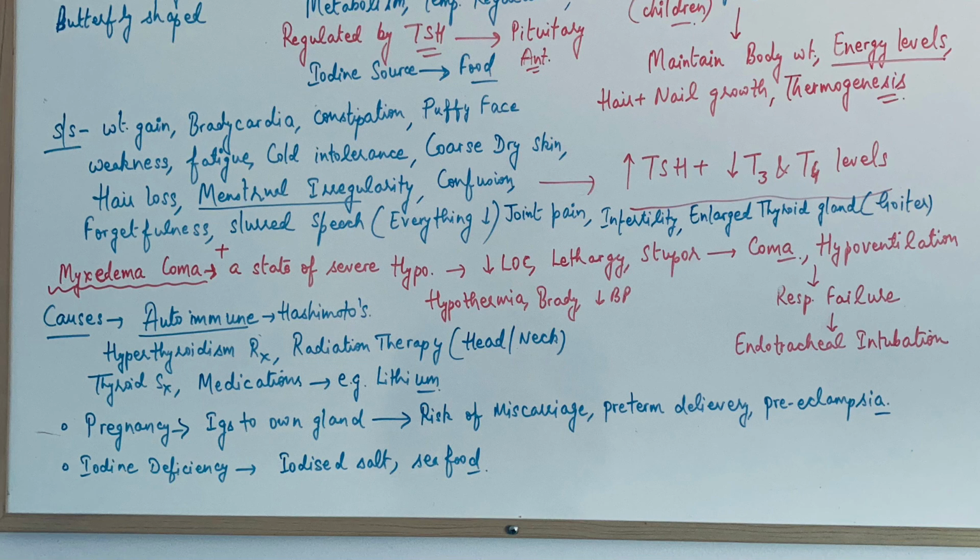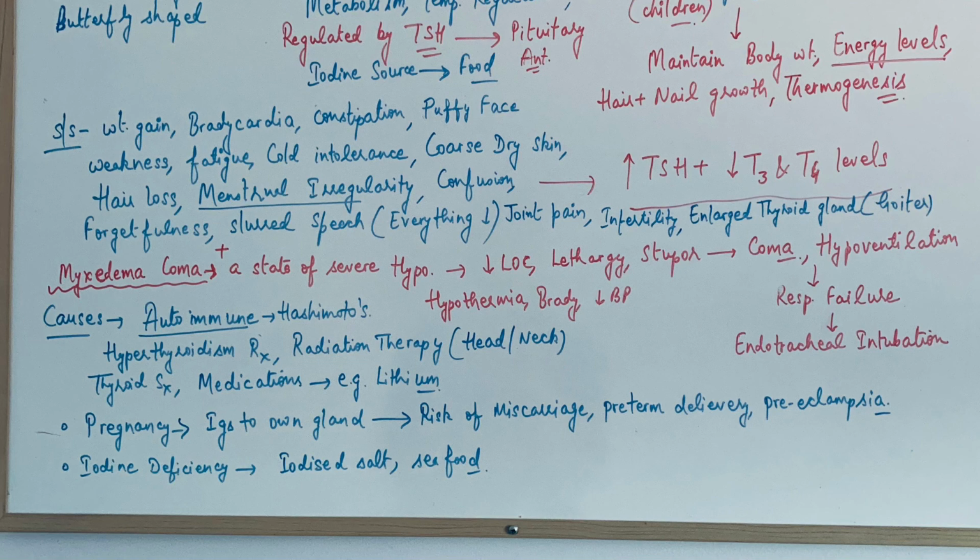And an enlarged thyroid gland, that is also known as goiter. Because of decreased T3 and T4, the thyroid gland will swell up, it will be enlarged.